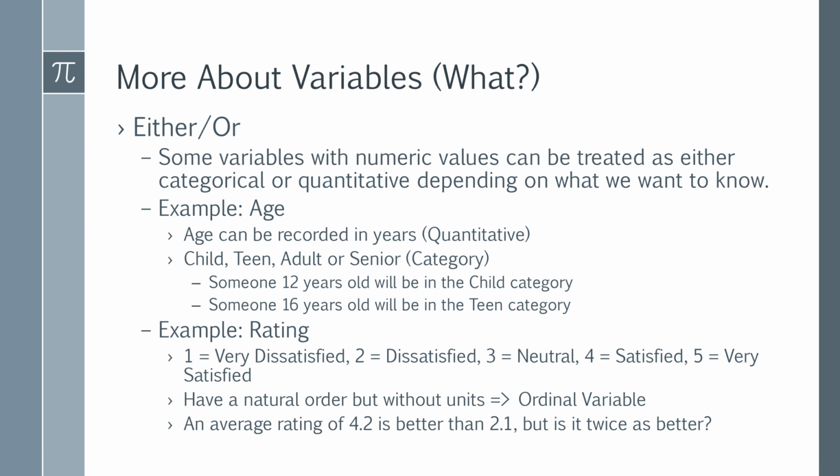Another one is a rating system. Have you ever been shopping anywhere or gone somewhere and you get a survey that they want you to fill out? And it may say something like 1 being very dissatisfied all the way up to 5 being very satisfied, and you select how you rate that business based off of your most recent experience. So you have a natural order, 1 through 5, but there's really no units on there. That's known as an ordinal variable.